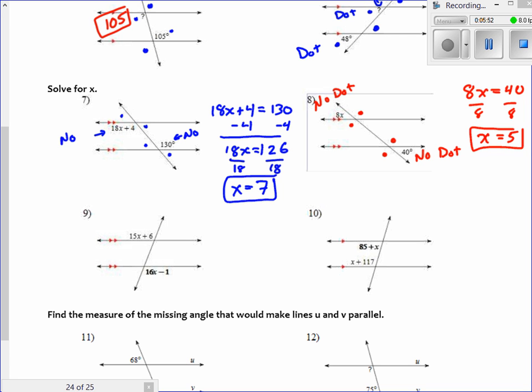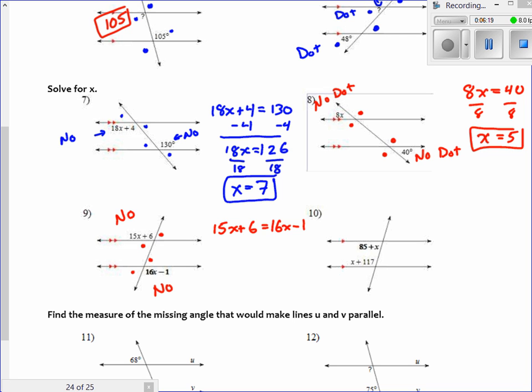And number 9. I'll set up my dots in that particular set of vertical angles and then get the matching set below. And again, we got a no dot and a no dot, right? 15x plus 6, 16x minus 1. Neither of them have a dot, which tells me to go ahead and set those two things equal to each other. And here the algebra is getting a little bit trickier, but we just got to move pieces around.